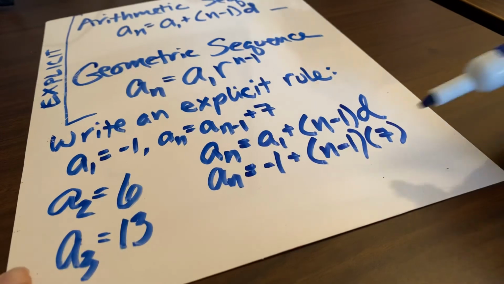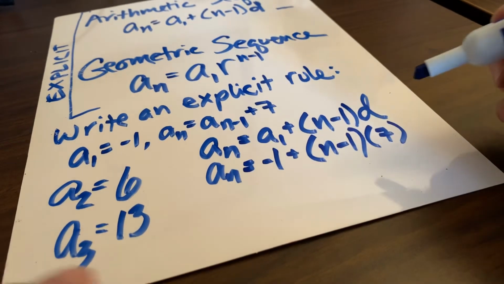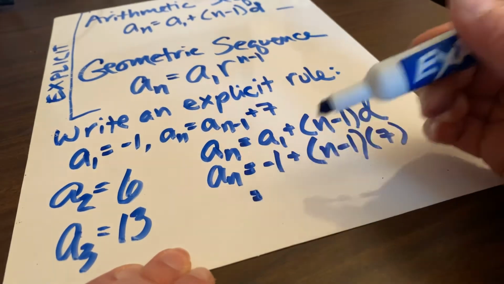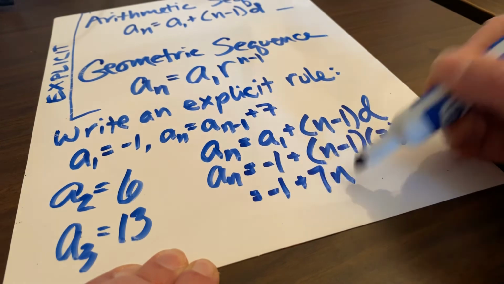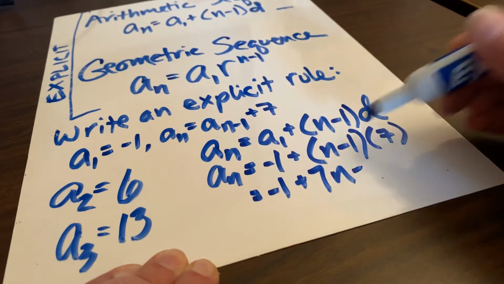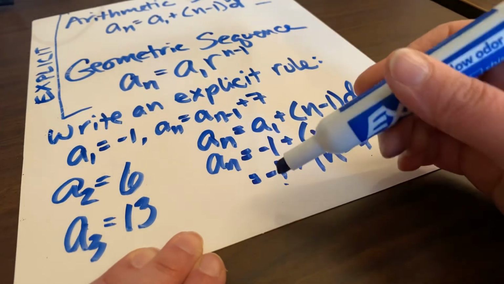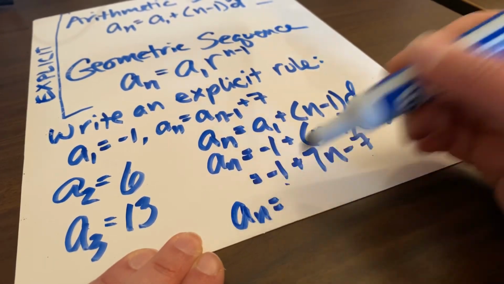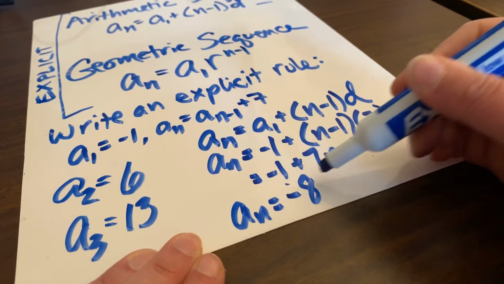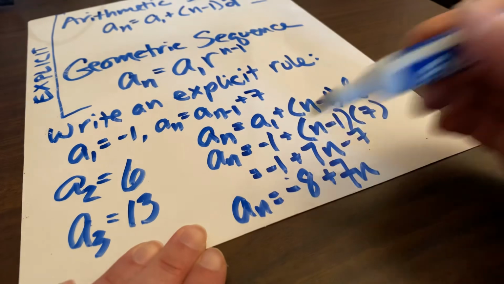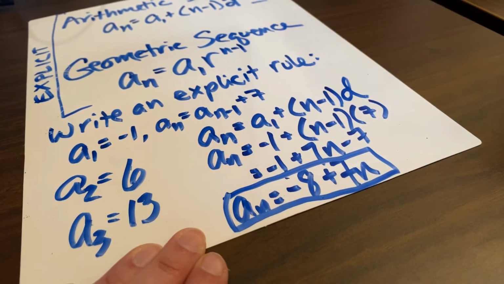We need to distribute this 7, and then we need to combine like terms and simplify, right? So this is equal to negative 1 plus 7 times n is 7n, minus 7 times 1 is just 7. I'm going to combine the negative 1 and the negative 7. So I get a sub n equals negative 8 plus 7n. And that is our answer for our explicit rule.